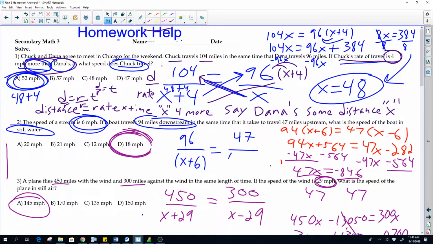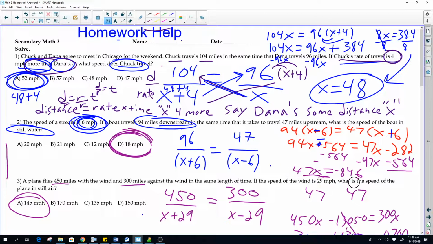And we know that going upstream is slower. How much slower? It's again that 6 miles per hour, so x minus 6. Cool, that's what we were supposed to do there. And then you go ahead and cross multiply. Let's fix our mistakes there. So this becomes a minus, this becomes a plus, and then this becomes a minus, which is good.